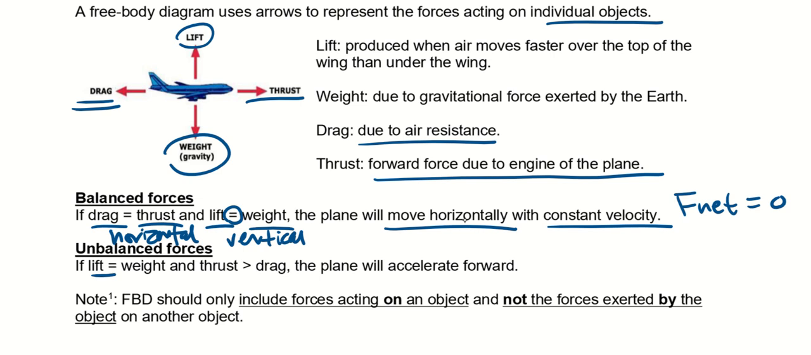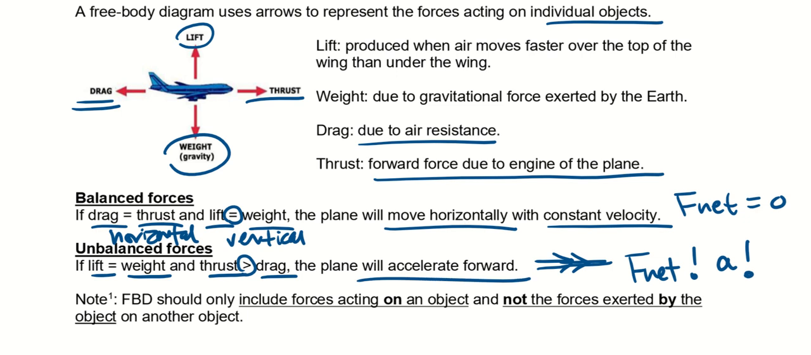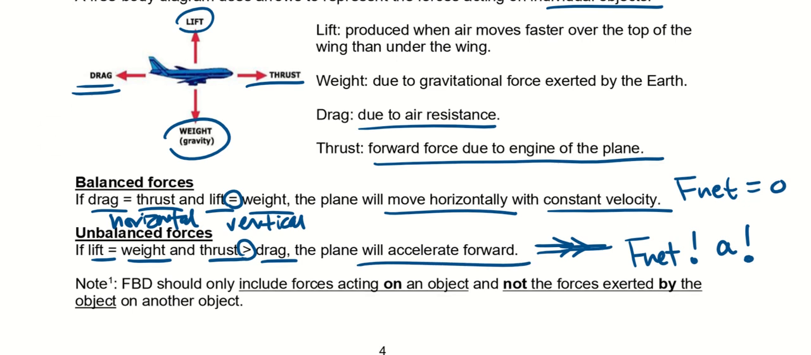Okay, then how about if we have unbalanced forces? Let's say the lift is equal to the weight, but now the thrust is greater than the drag. So there will be a resultant force in the direction to the right. If there's F net, then there is acceleration. Therefore, the plane will accelerate forward. Okay, so this is the free body diagram. It shows all the forces acting on an object and not the forces acting by the object.